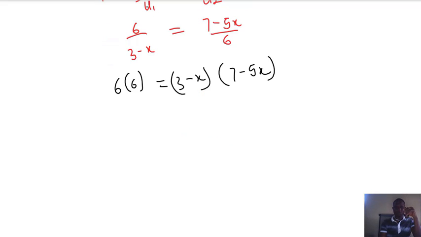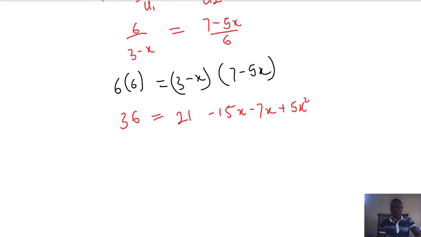Okay, let's continue. When you expand this, we get 36 equal to 21, then minus 15x, then minus 7x, then plus 5x squared. So let's group like terms. We have 5x squared, then this and this will give us minus 22x. And when you bring this one here, we get plus 21 minus 36 equal to 0.